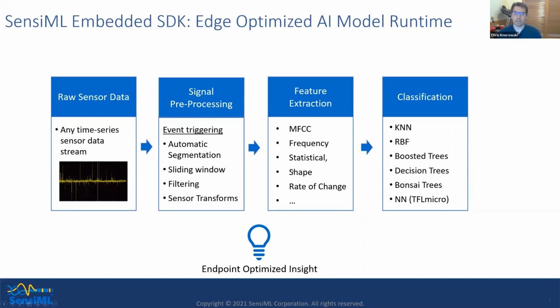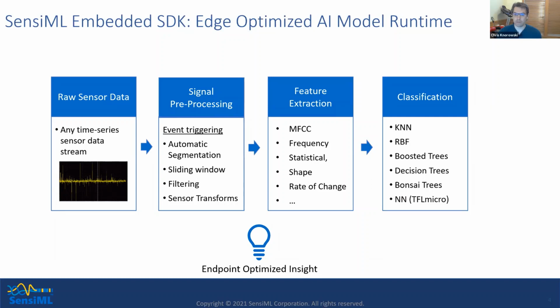The next part of the pipeline is the feature extraction step, where we have a library of over 80 different feature extractors composed of a variety of different types, such as MFCC or frequency statistical type features. Once you've extracted features from your time series sensor data, the next thing we do is feed that to the classification algorithm. The Sensimal Toolkit has a number of different classification algorithms built in, such as nearest neighbors, RBF kernel, boosted trees, decision trees, bonsai trees. And we also support the TensorFlow Lite micro inference engine.